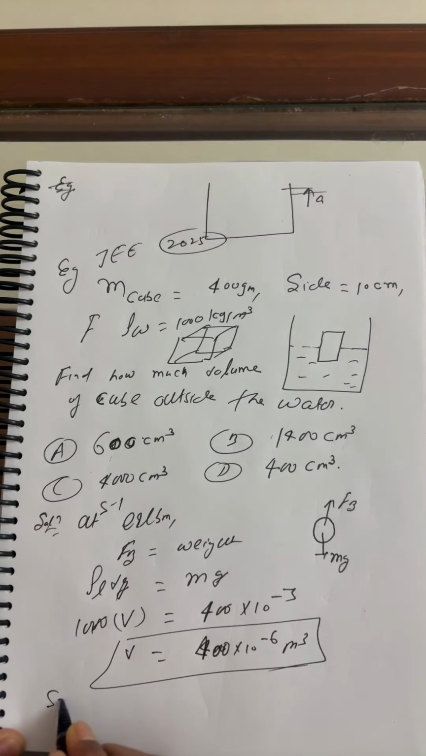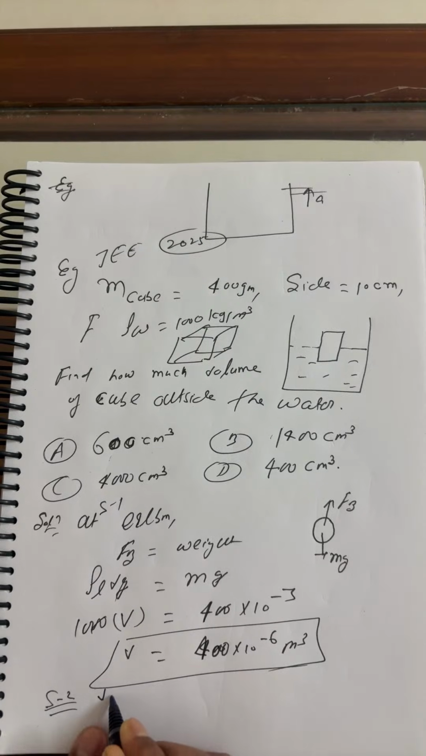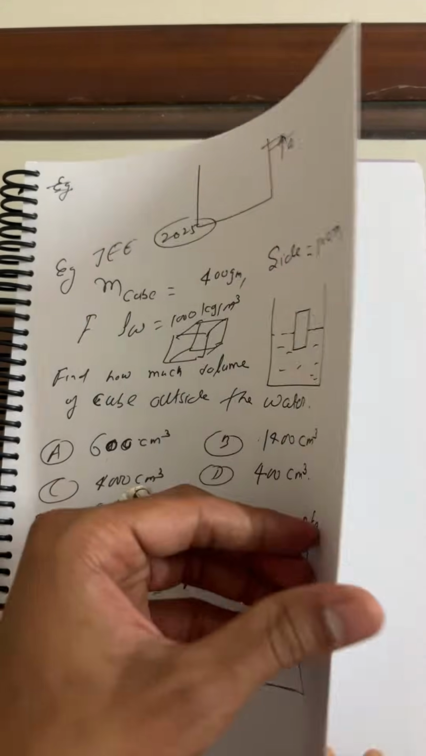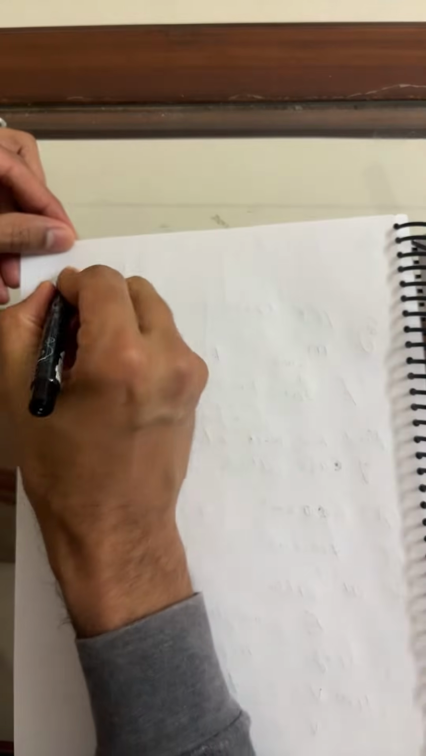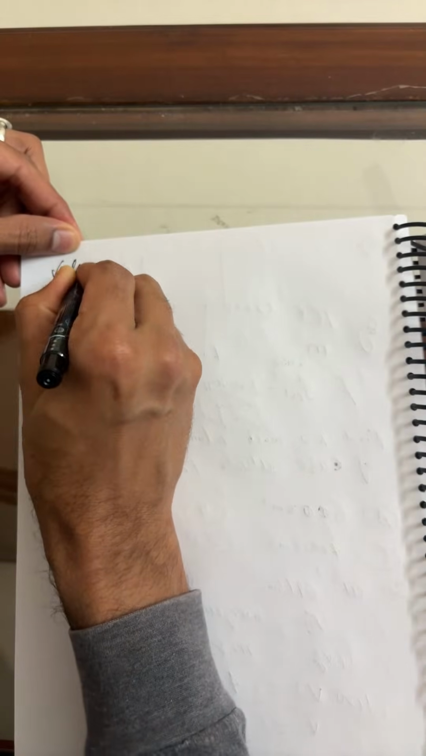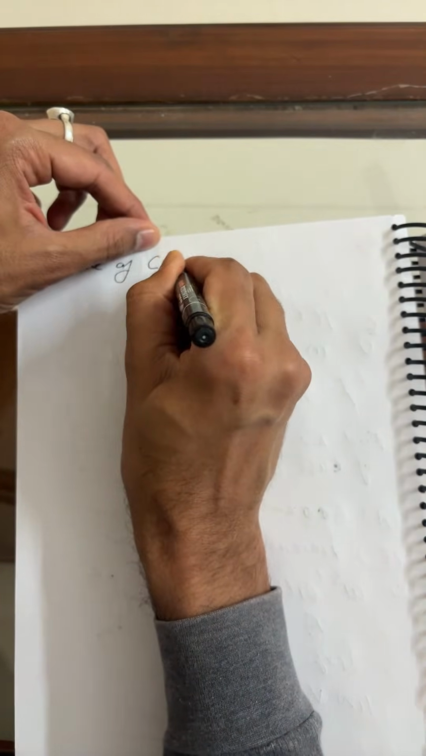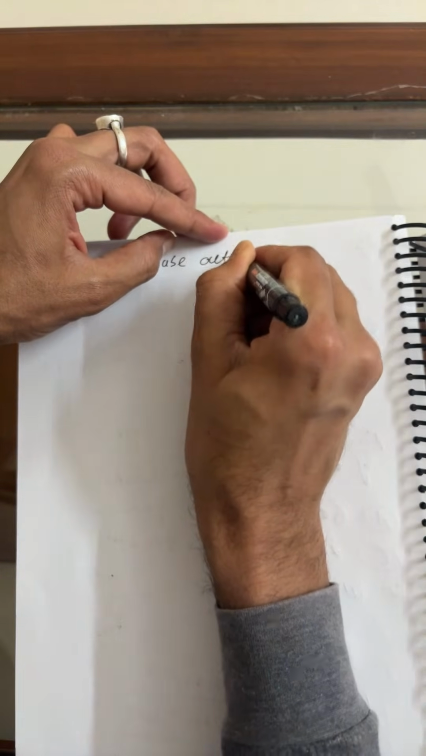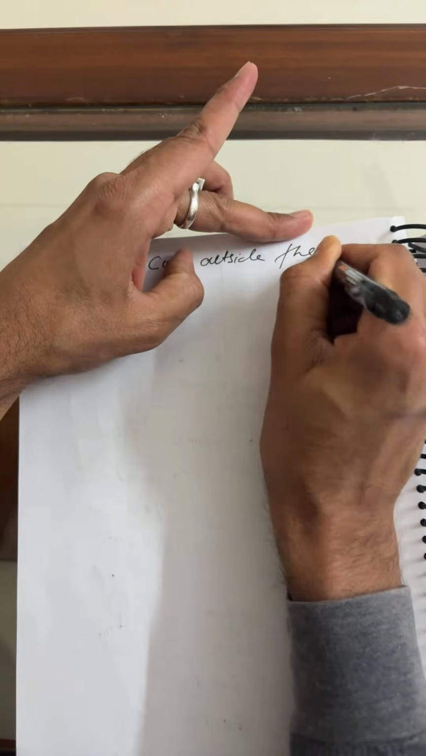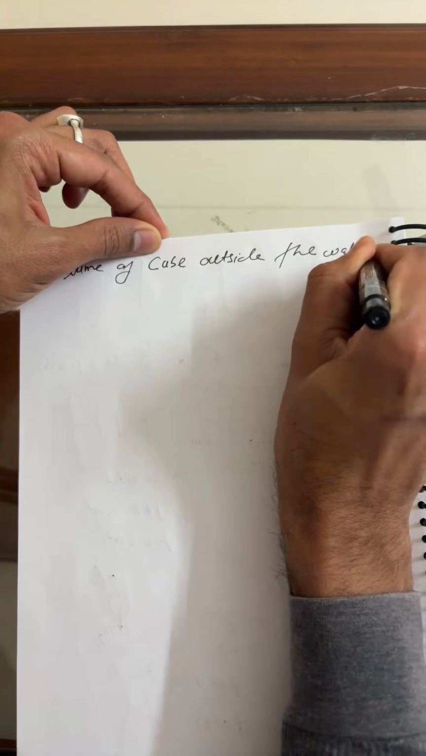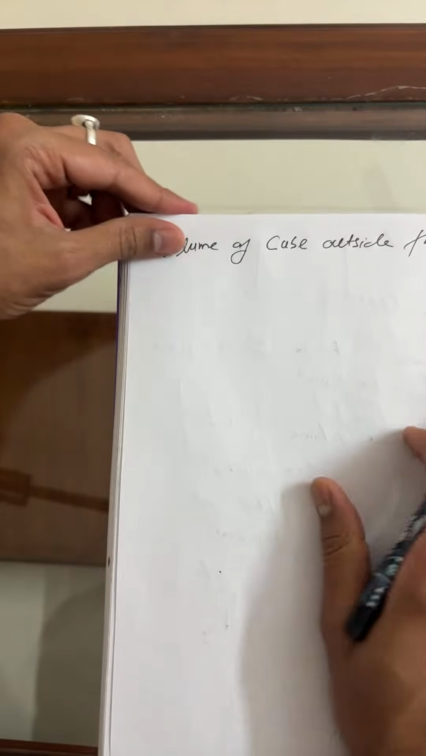In step two, what I'm solving over here is the volume of cube outside the water. Right, beta? Okay.